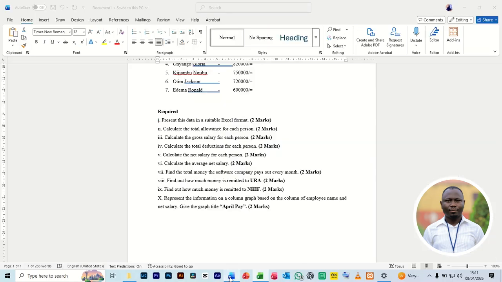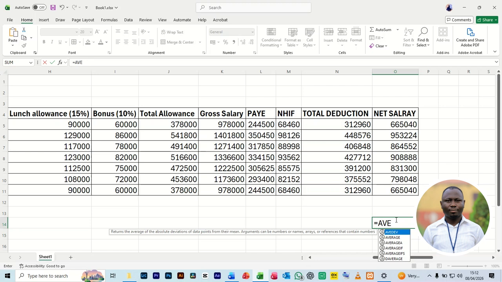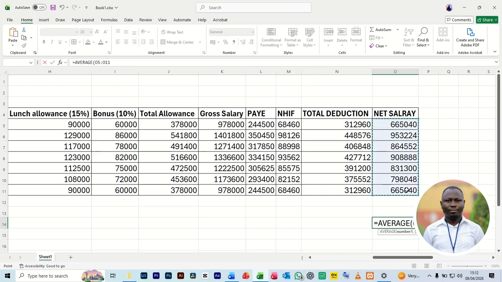Okay, we move to the next question. Calculate the average net salary. So we're going to the column of net salary, and then we calculate the average. We're going to say equal sign average. We know the formula for average is equal sign average open bracket. We give it a range in the column of net salary, close bracket, hit enter.